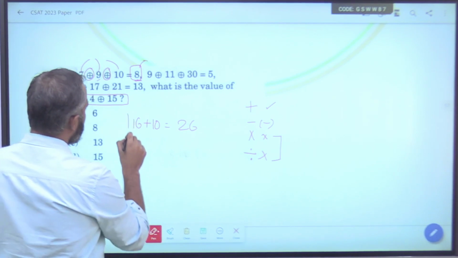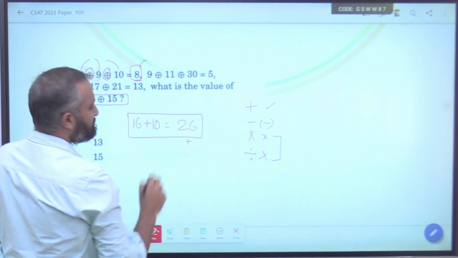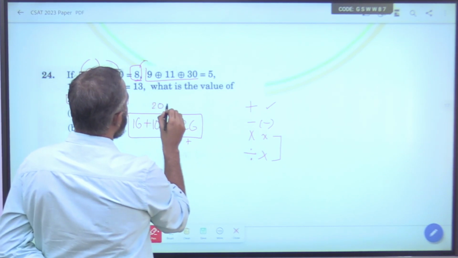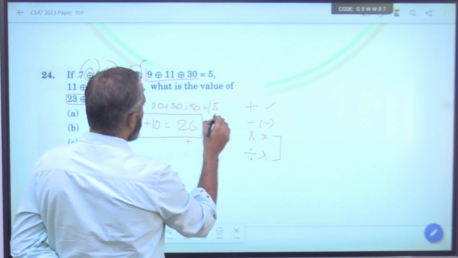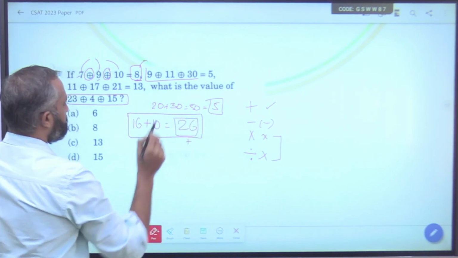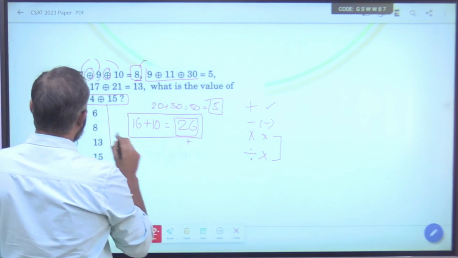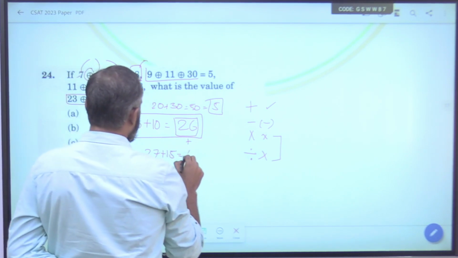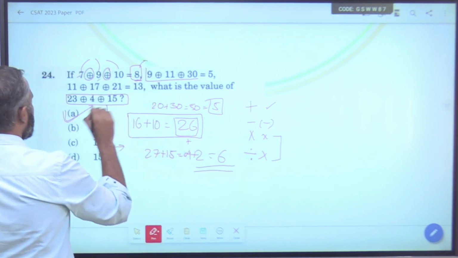Oh, now you see. This 8 is nothing but 2 plus 6. Next, 9 plus 11 is 20. 20 plus 30 is 50, which is nothing but 5. Okay, now he is giving us the sum of digits. And in the similar way, the answer will be 23 plus 4, 27. 27 plus 15, 42, and 4 plus 2 gives 6. So, A is the answer.